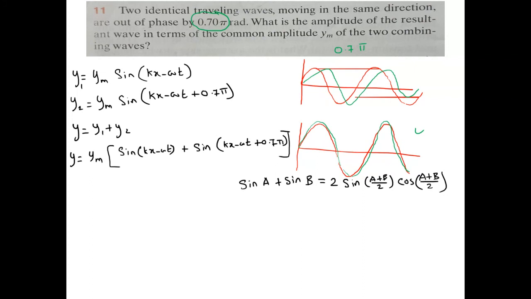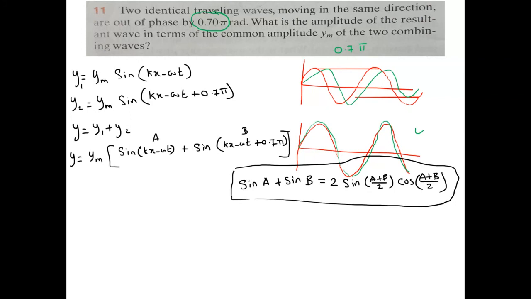You can see here I have sine, and here I also have sine. I am going to consider this term as A and this term as B. Clear? I am going to compare this equation with this equation. So what is the formula for sine A plus sine B? The sine A plus sine B is 2 sine (A plus B) over 2 multiplied by cosine (A minus B) over 2. Now you can see here I also have sine of some term plus sine of some term. So I am going to take this term as A, and this term as B. Am I right?